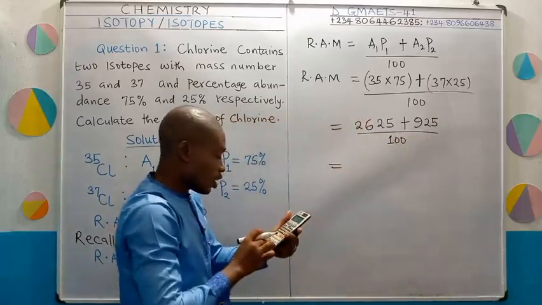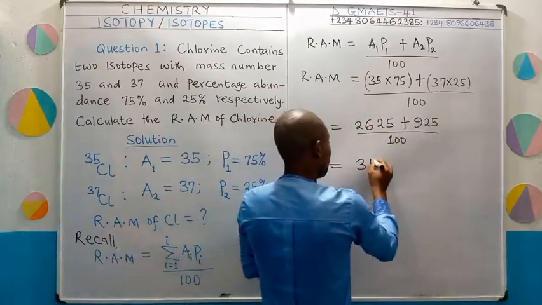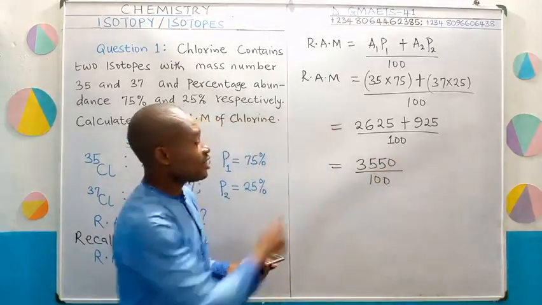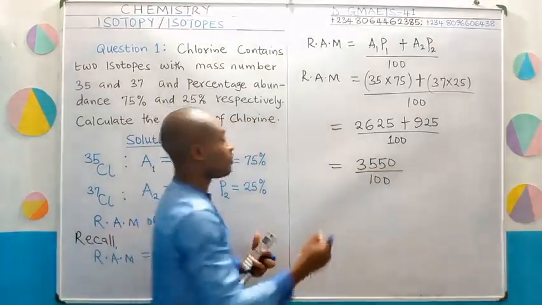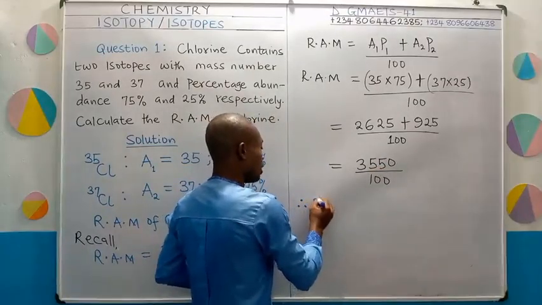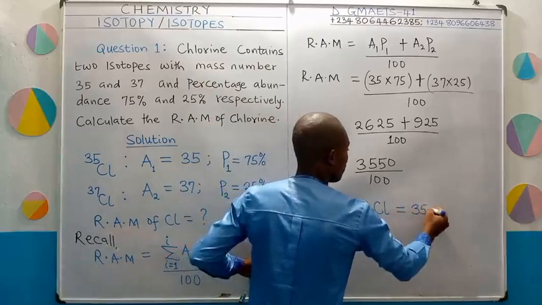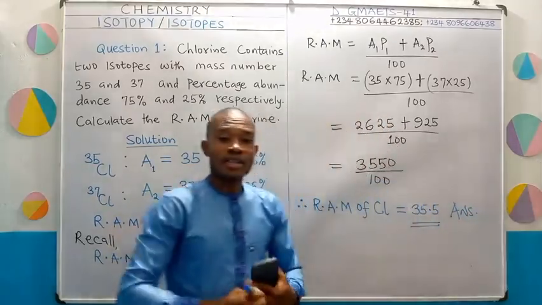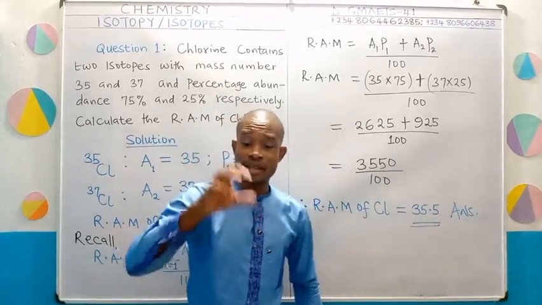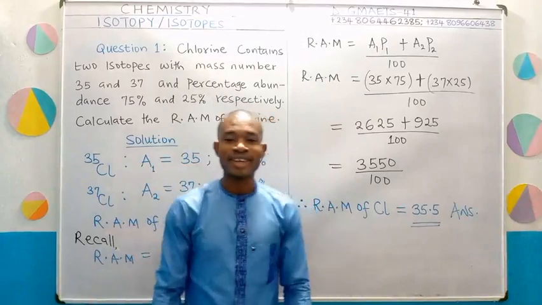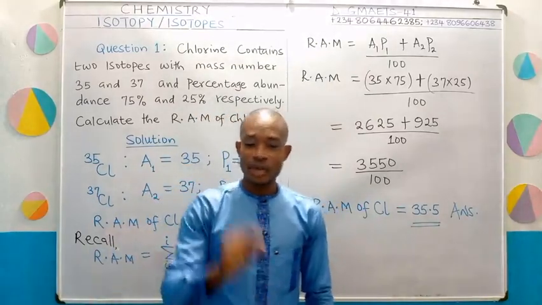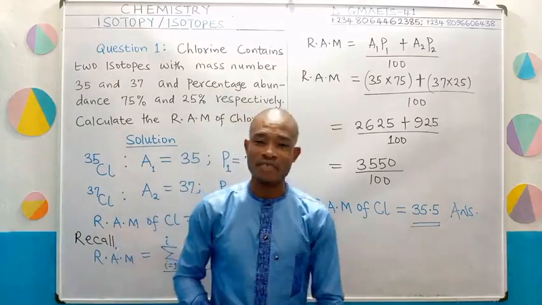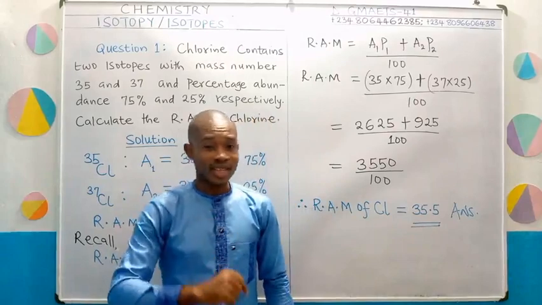If you add up the numerator, this will give us 3,550. Again, I will divide it by 100. If you divide this by 100, you would get 35.5. Therefore, RAM of chlorine is equal to 35.5, and this is the answer. You could see why, if you see the element chlorine written in a textbook or you Google it, the relative atomic mass of chlorine is always 35.5. We shall take yet another question.